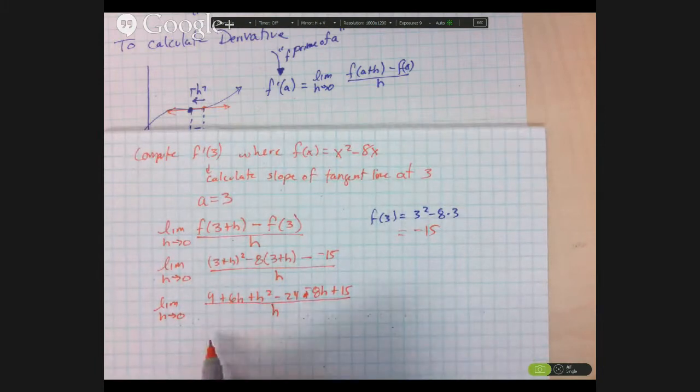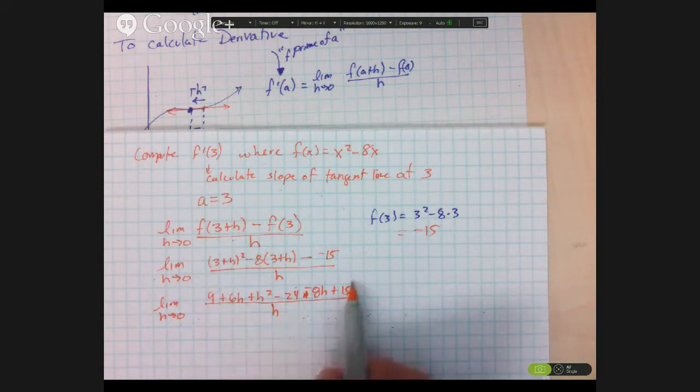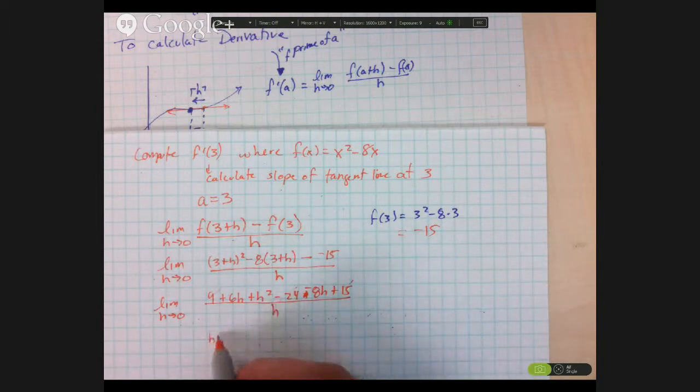Did you simplify it or no? No. Okay, what's 9 minus 24 plus 15? 0. So we have h squared plus 6h, minus 8h is negative 2h. Scratch that.